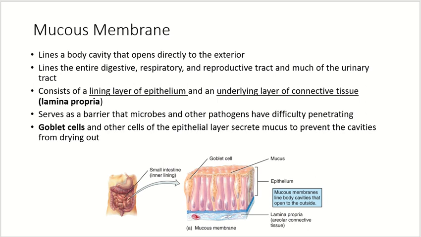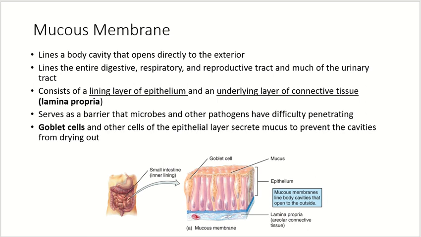This is going to line body cavities that are going to open directly to the exterior. So this is going to be anything like the digestive tract, respiratory, reproductive tract, urinary tract, all things that are going to be open in some way to the exterior environment. Mucous membranes are going to consist of a lining layer of epithelium as well as an underlying layer of connective tissue. This layer is called the lamina propria.